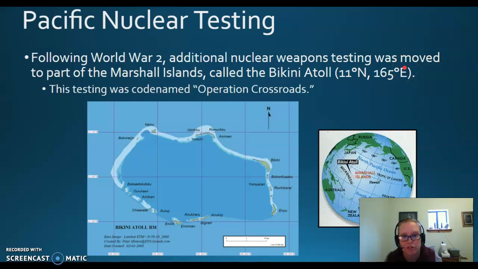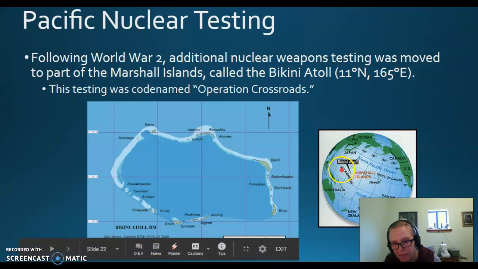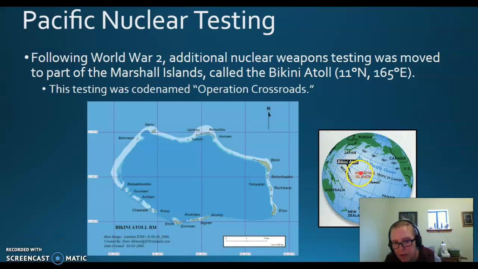So after World War II, we decided it would be a good idea, we thought, to test additional nuclear weapons in the Marshall Islands, or called the Bikini Atoll, in the Pacific. All right, so here's Hawaii, and the Marshall Islands are over here. And there is a large chain of islands over here too. It's in Micronesia. So there was quite a bit of Marshallese people that lived in Hawaii right here too. So they have some direct history with this testing. So the testing was codenamed Operation Crossroads.